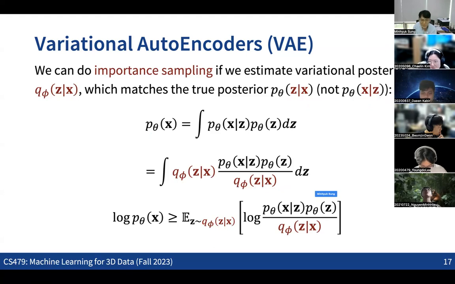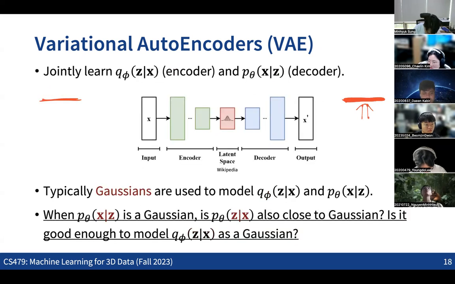But the problem here is that we want to model this P, the probability of X given Z, so this is also unknown information. And given that it is unknown, how can we also get the probability of Z given X? Both of them are unknown. So what we are going to do in the VAE is jointly train both the probability of Z given X and also the probability of X given Z.